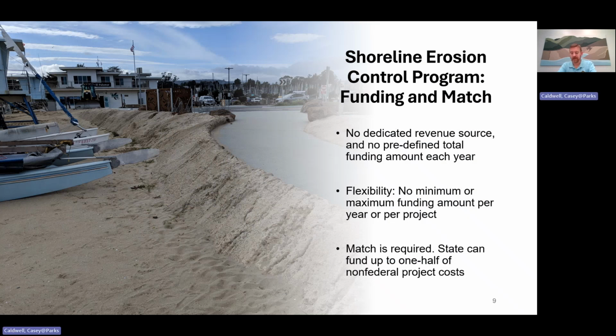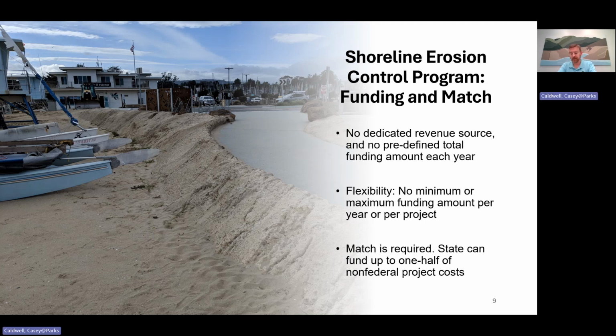Now, there is no dedicated state revenue source or ongoing funding source for this program, and no set amount of funding DBW gets for this program each year. The state can choose to make funds available for this program, but that discretionary decision is part of the annual state budget process, and there's no guarantee of funding in any year until it's included in a finalized state budget.